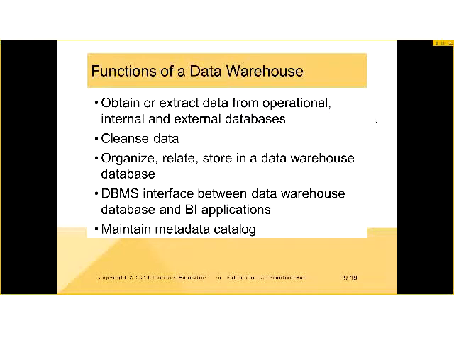So the functions of a data warehouse are to obtain and extract the data from different sources, operational data sources, internal and external databases. We cleanse the data, correct it if that's needed, organize and store it in our database, and we make it available for people that may need to use it. And maintain a metadata catalog, which is nothing more than data about the data. So if this is the phone number field, metadata says, yes, it's a numeric field with 10 characters, and so on.